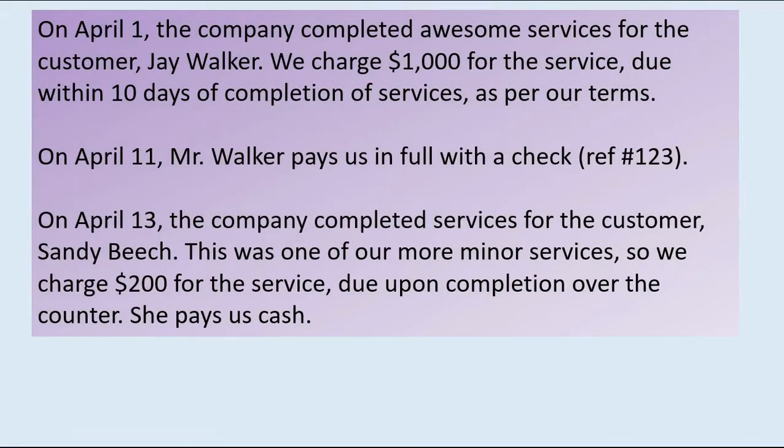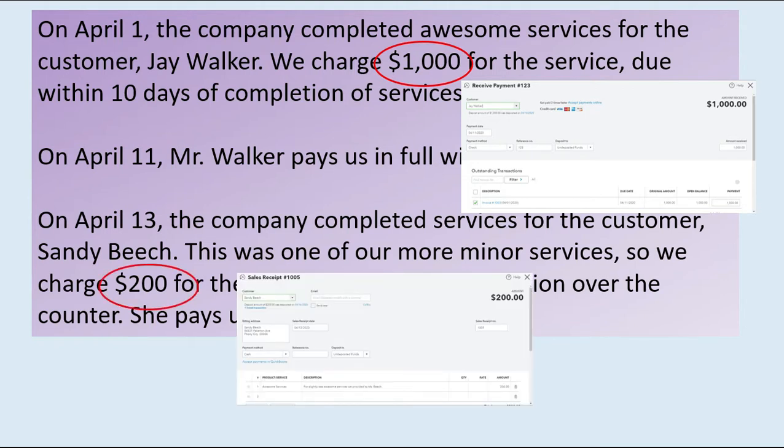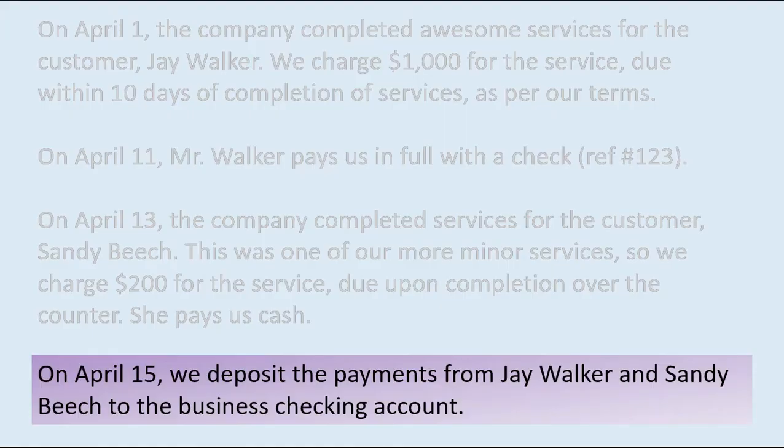In the last video, we looked at this example where we recorded a $1,000 payment from Jay Walker that was collected on an invoice, and we also recorded a $200 payment from Sandy Beach using the sales receipt. And remember that we recorded these payments to the undeposited funds account because we weren't ready to deposit. So let's just piggyback on this example. On April 15, we deposited the payments from Jay Walker and Sandy Beach to the business checking account.